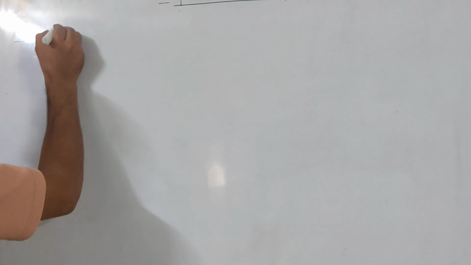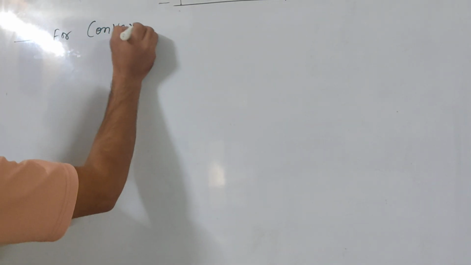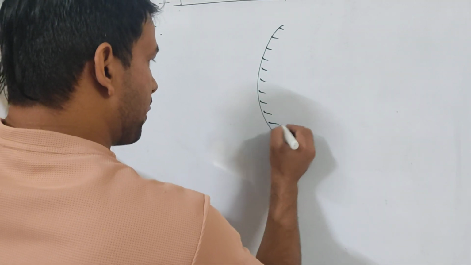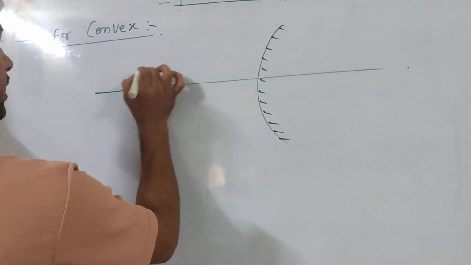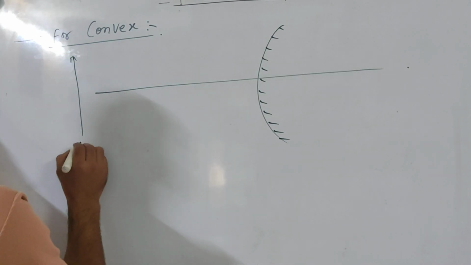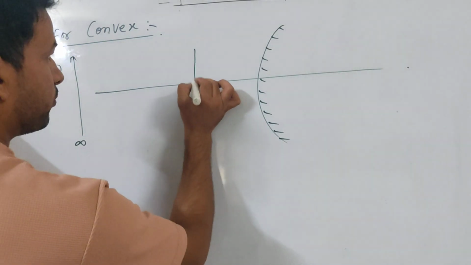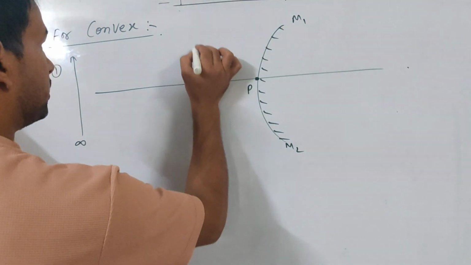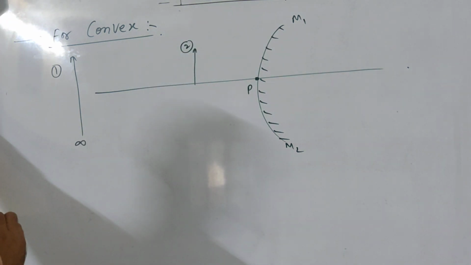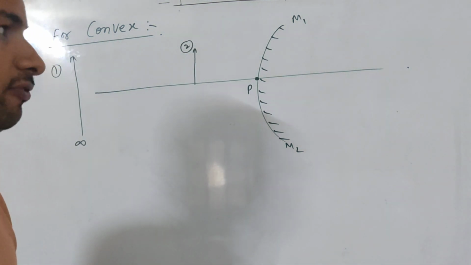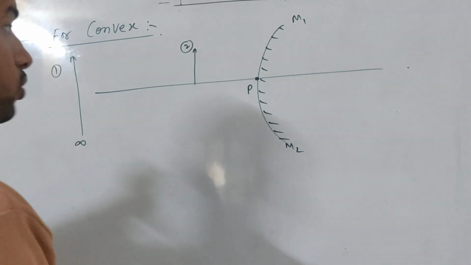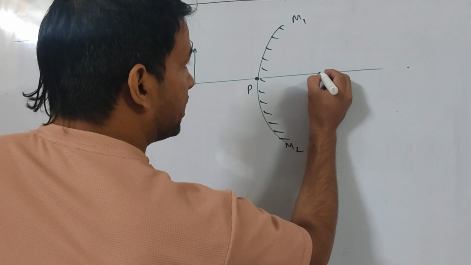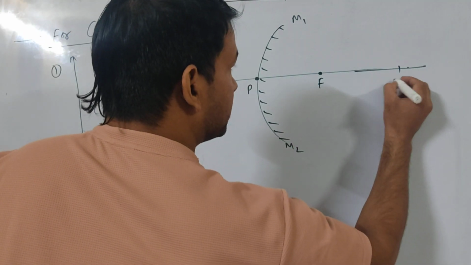Next thing, for convex. In convex, it's a very simple thing. This is the convex, inside polished, and here is the reflecting surface. I am making 2 diagrams only. When the object is at infinity, this is the first situation, and when the object is near the pole, this is the pole, and this one M1, this one M2. This is the second case of the object. Now in both situations, the image will form at focus. Clear? Sorry. When the object is situated at infinity, the image will be formed at F. And this one is C.